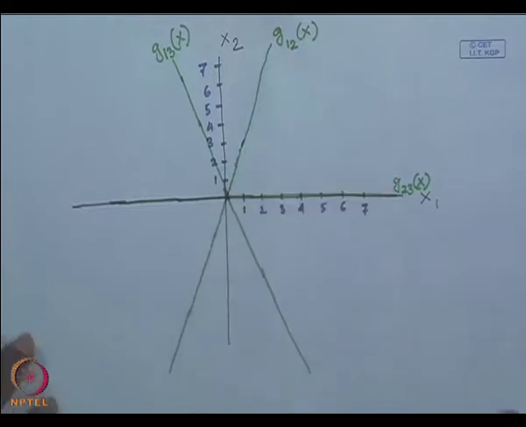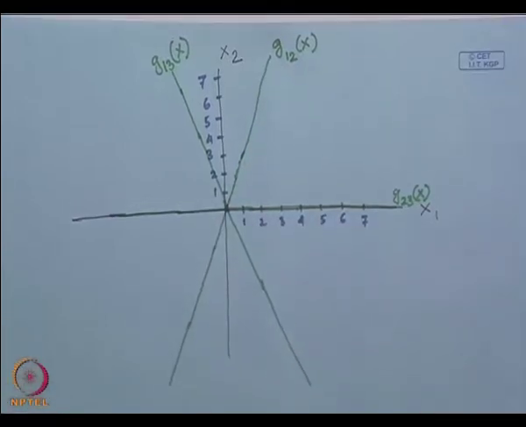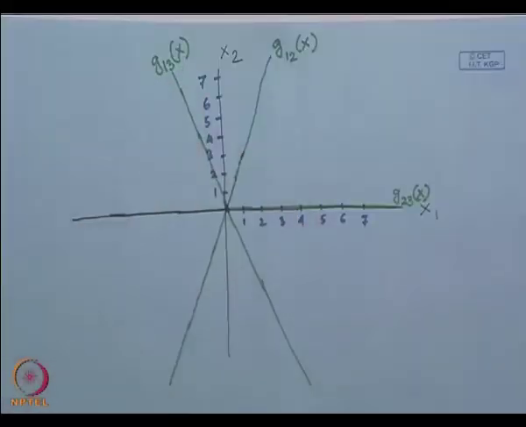Now, when it comes to G12 x, we said that if G12 x is greater than 0, then x belongs to class omega 1. If it is less than 0, then x belongs to class omega 2. Similarly, G23 x, if G23 x for a given x is greater than 0, then that x belongs to class omega 2. If it is less than 0, then that x belongs to class omega 3. And similarly, considering this G13 x, if G13 x is greater than 0, then that x belongs to class omega 1. If it is less than 0, then that x belongs to class omega 3.